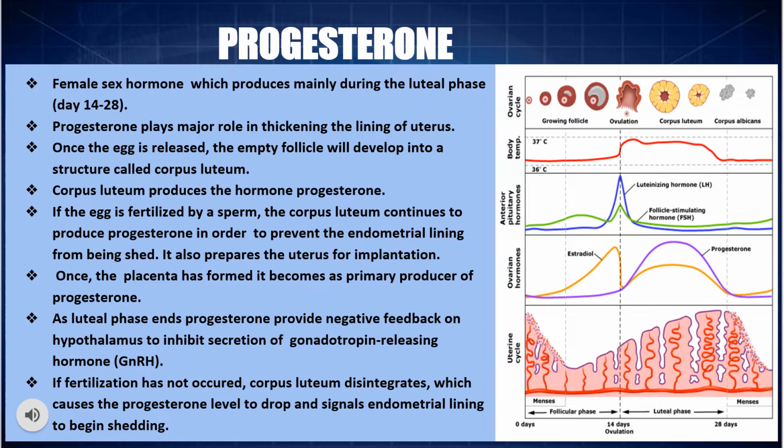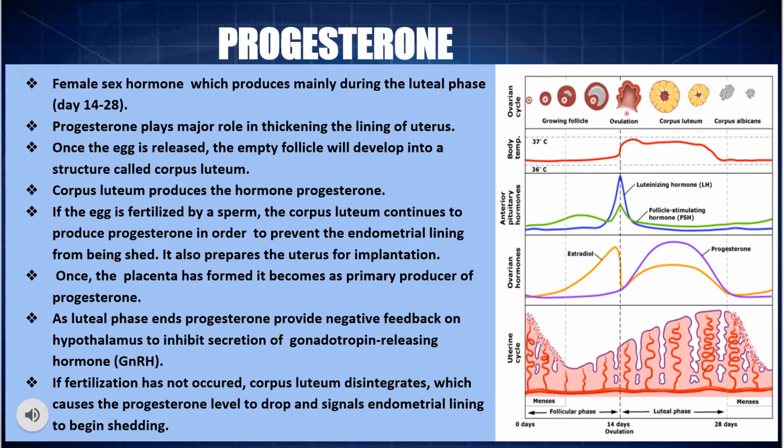There are two possibilities: fertilization occurs or does not occur. If the egg is successfully fertilized by a sperm, the corpus luteum will continue to produce progesterone in order to prevent the endometrial lining from being shed throughout pregnancy. It also prepares the uterus for a fertilized egg to implant. Furthermore, once the placenta has formed, it becomes the primary producer of progesterone.